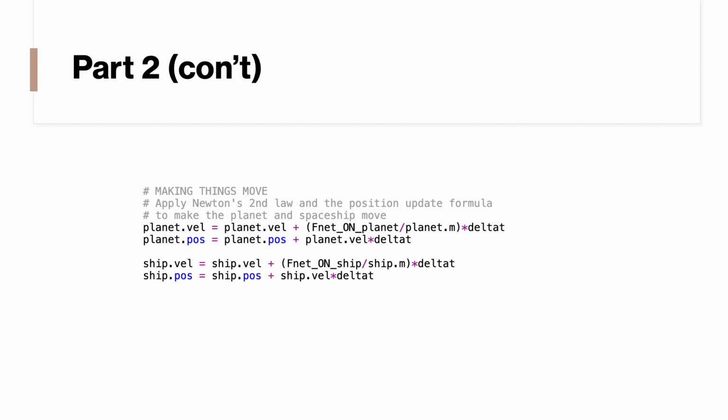In order to find the planet velocity and planet position, as well as the ship velocity and the ship position, we have to use the velocity update formula, which is v initial plus Fnet over m times delta t, as well as the ship position, which is the initial position plus the ship velocity times delta t.